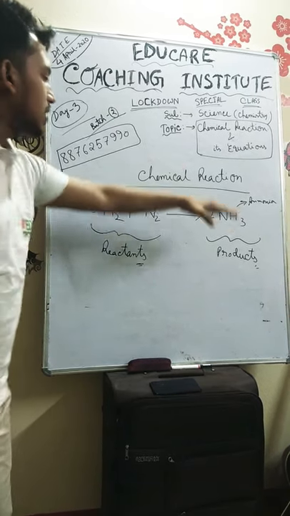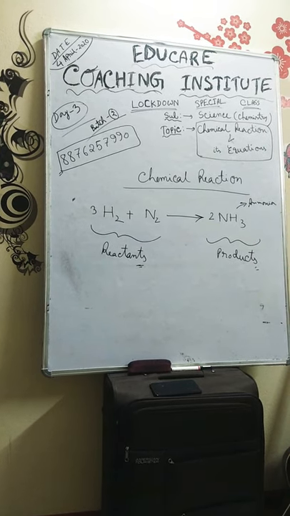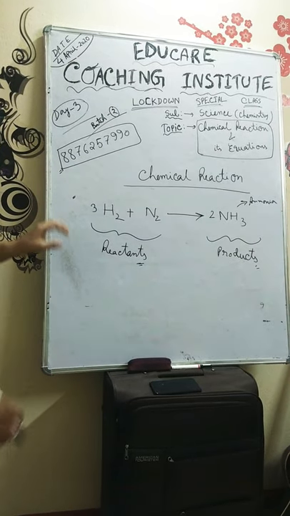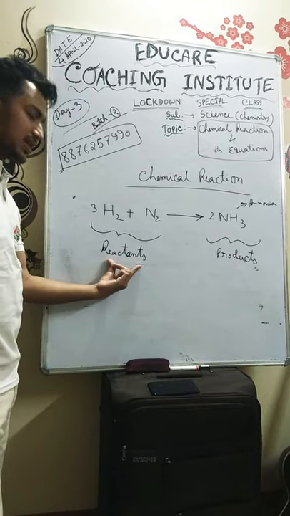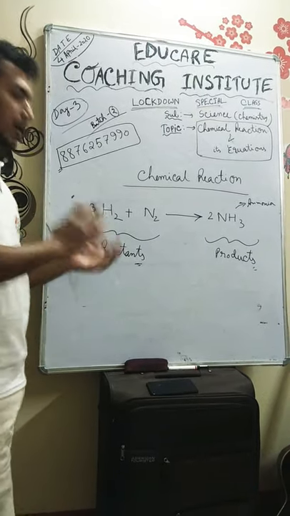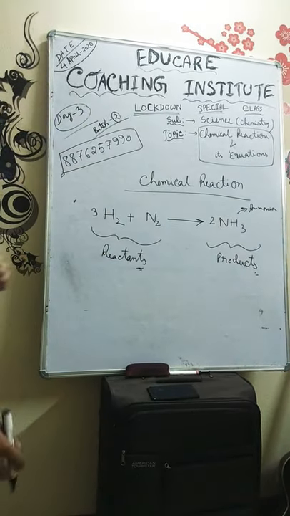These are the chemical reactions. Okay. Now, this is the chemical reaction where two components are there. One is reactants, which combine, and what is produced is called the product.